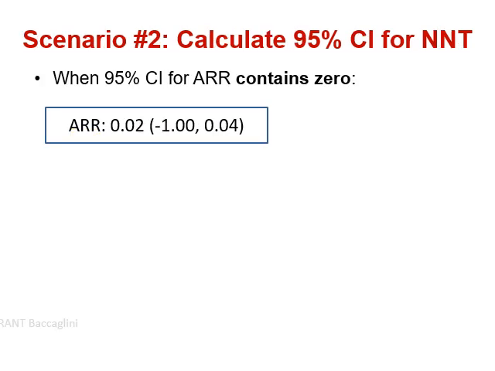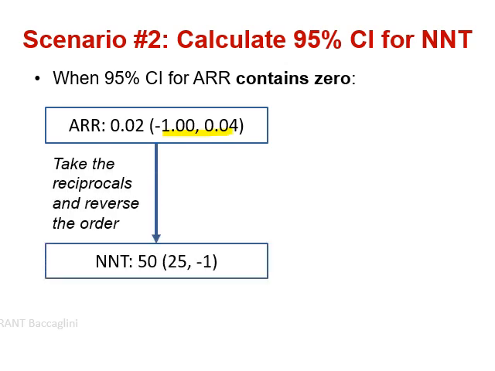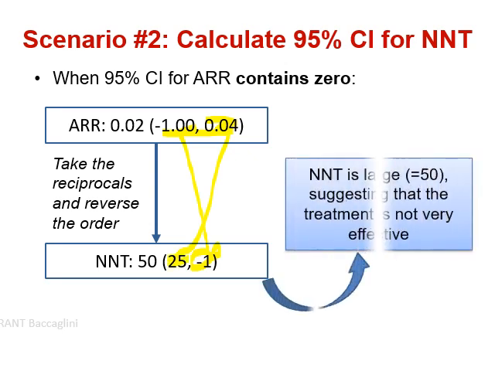Now let's look at another scenario. In this case, the absolute risk reduction confidence interval contains the value of 0. Again, we repeat the process. We take the reciprocal and reverse the order. So now -1 becomes -1, and 0.04 becomes 25. We have a very large number needed to treat, so the treatment is not very effective.